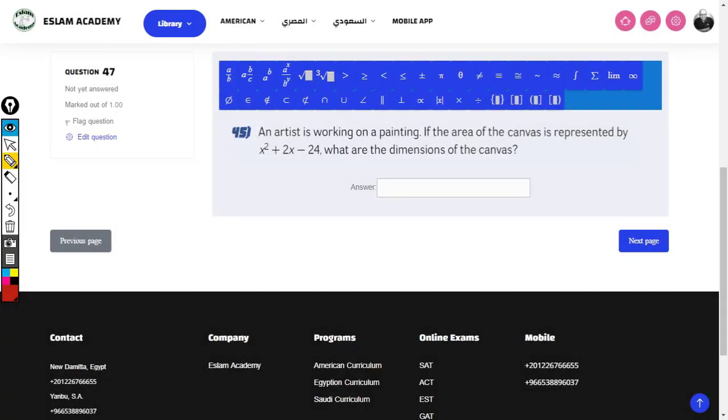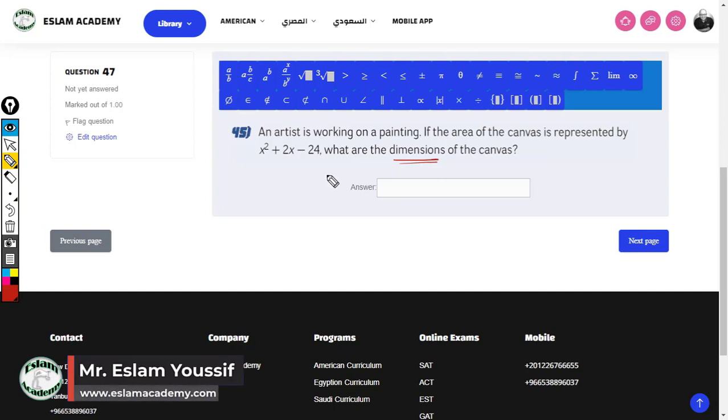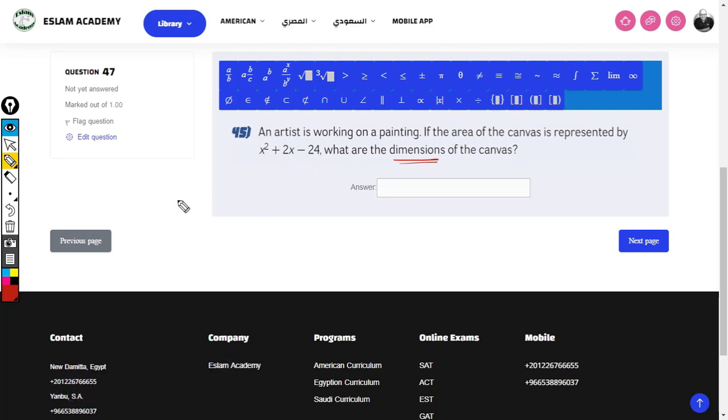In this problem, the area is given by the expression x squared plus 2x minus 24. We need to find the dimensions. Finding the dimensions means we need to factorize. So we have x squared plus 2x minus 24. Number 1, there is no common factor. And this expression is not a perfect square trinomial because 24 is negative and not a perfect square number.